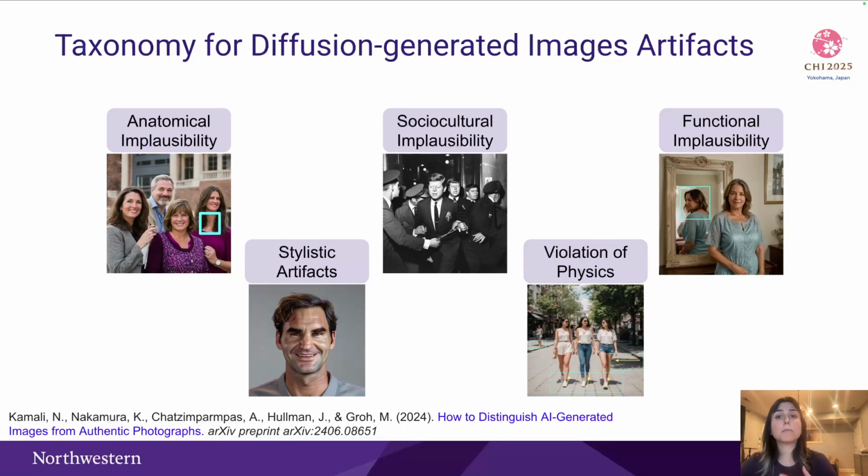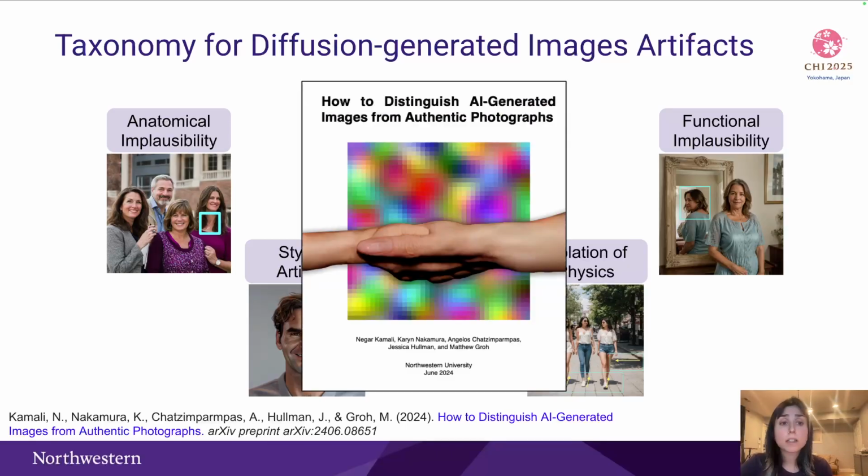Now, this is a snapshot of the final taxonomy that we created. We categorize artifacts into 5 different categories. We have anatomical implausibilities, stylistic artifacts, sociocultural implausibilities, violations of physics, and functional implausibilities. The full description of these, along with many examples, is published in our how-to guide linked below.